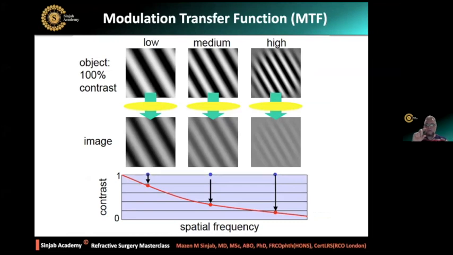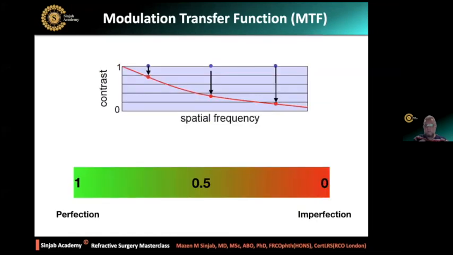Now, it is measured as a unit. Let's say that whenever it is 1, it means it is perfect. Let us see this one. So whenever you see MTF equals 1, it means perfection. Whenever it is 0, it means imperfection. And in the middle, it is 0.5. So according to that, you can qualify how much contrast sensitivity the eye has.